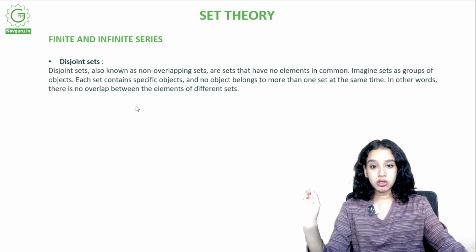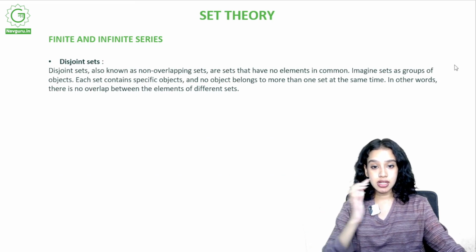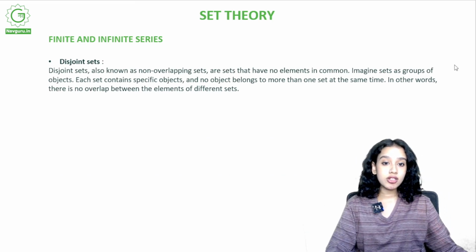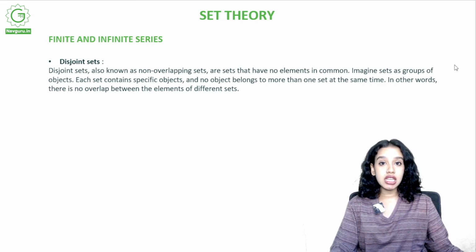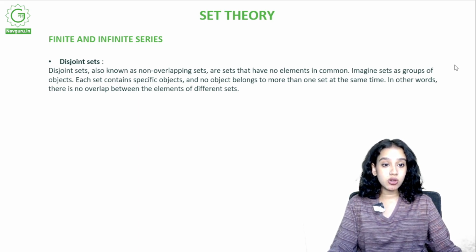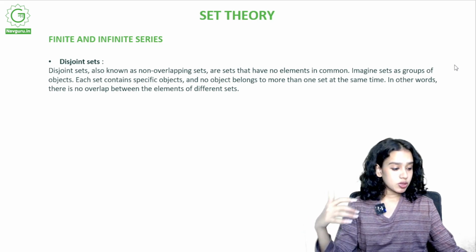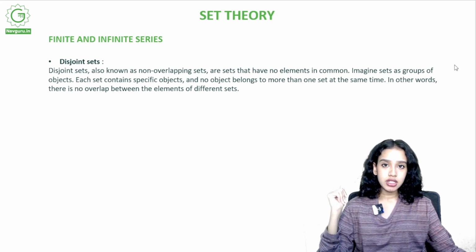Now let's talk about disjoint sets. Disjoint sets, also known as non-overlapping sets, are sets that have no elements in common. Imagine sets as groups of objects. Each set contains specific objects and no object belongs to more than one set at the same time. So there is no overlap. So here is a very nice example, right?